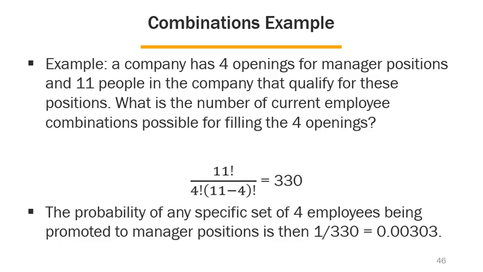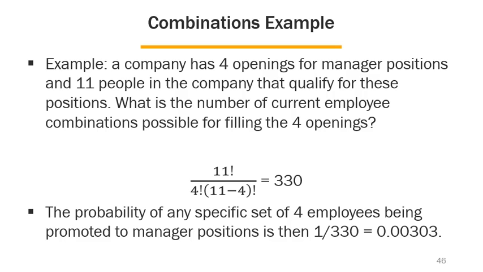So let's suppose a company has 4 openings for manager positions. There are 11 people in the company that qualify for those positions. What is the number of current employee combinations possible for filling the 4 openings? So how many different possibilities are there? We just plug that in, right? We have 11 choose 4, and we get 330 out.